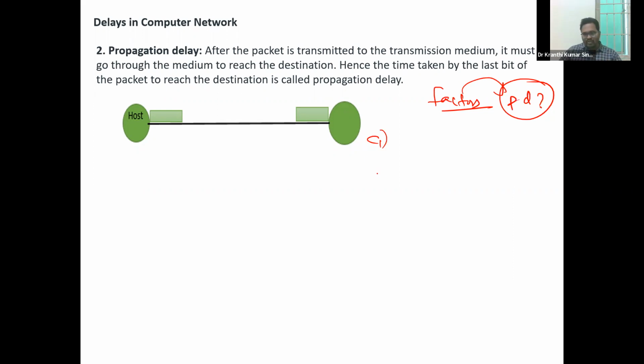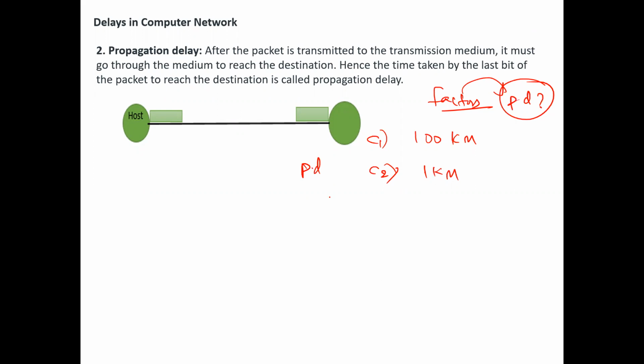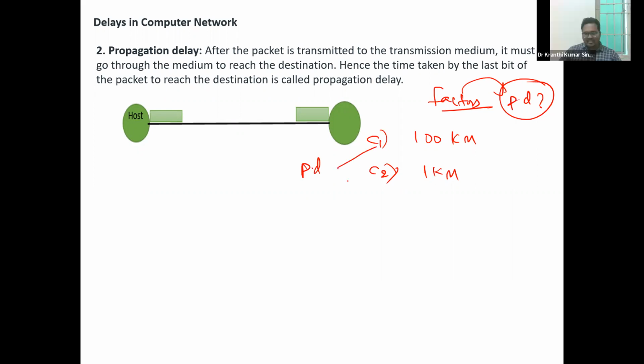Okay, I'll take two scenarios here. If the length of the channel is 100 kilometers, versus the length of the channel is 1 kilometer, propagation delay is more in which case, and less in which case? More in the first case and less in the second case. Can I say that propagation delay is directly proportional to the length of the link, the length of the transmission medium, or distance?